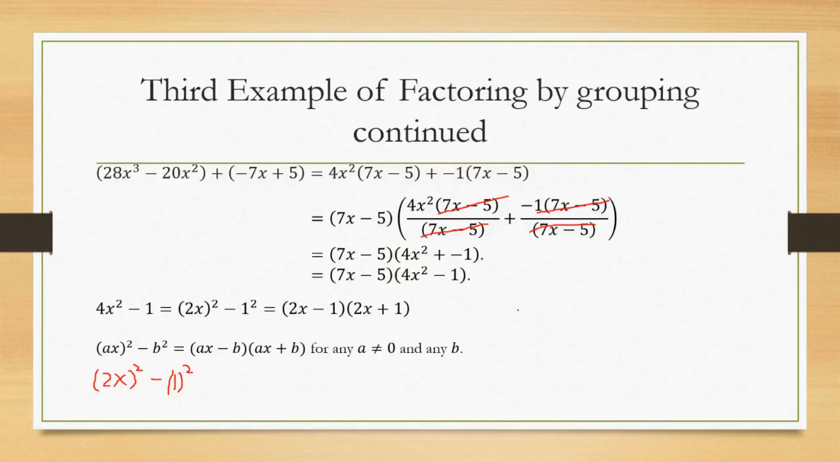And altogether, this is what we get. Again, this was the 7x minus 5. Here we had the 2x minus 1.